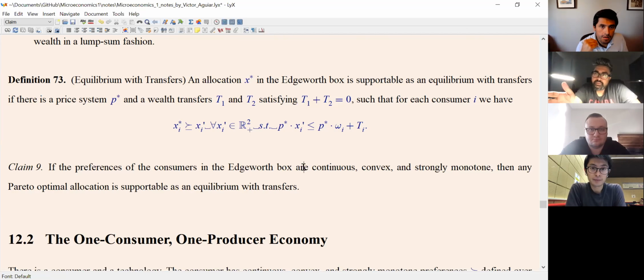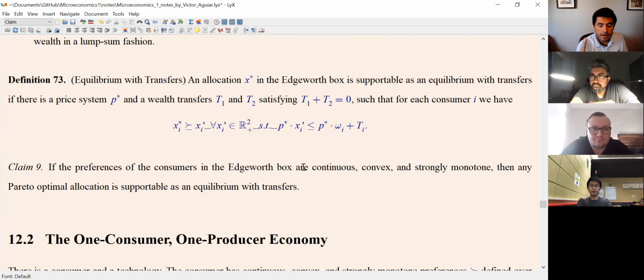Walrasian equilibrium implies Pareto optimal allocations, but not the other way around, right? Not the other way around, but you can use this result here, which is a partial converse, which tells you that if preferences are continuous, convex, and strongly monotone, you can take any point in the Pareto frontier and then support it as a price equilibrium with transfers. So basically, you can create an economy where you redistribute endowments in a way that they are going to reach the exact Pareto allocation that you desire to implement.